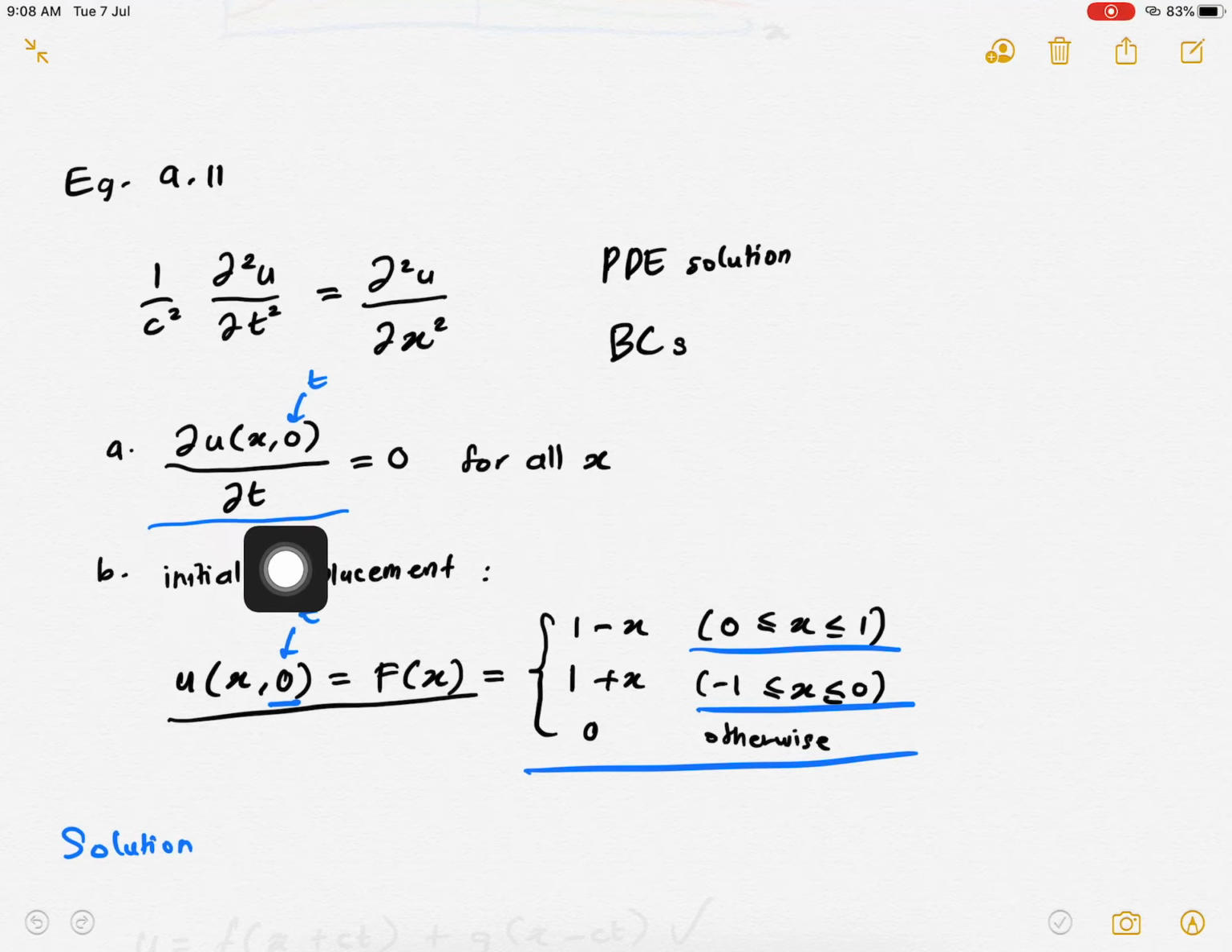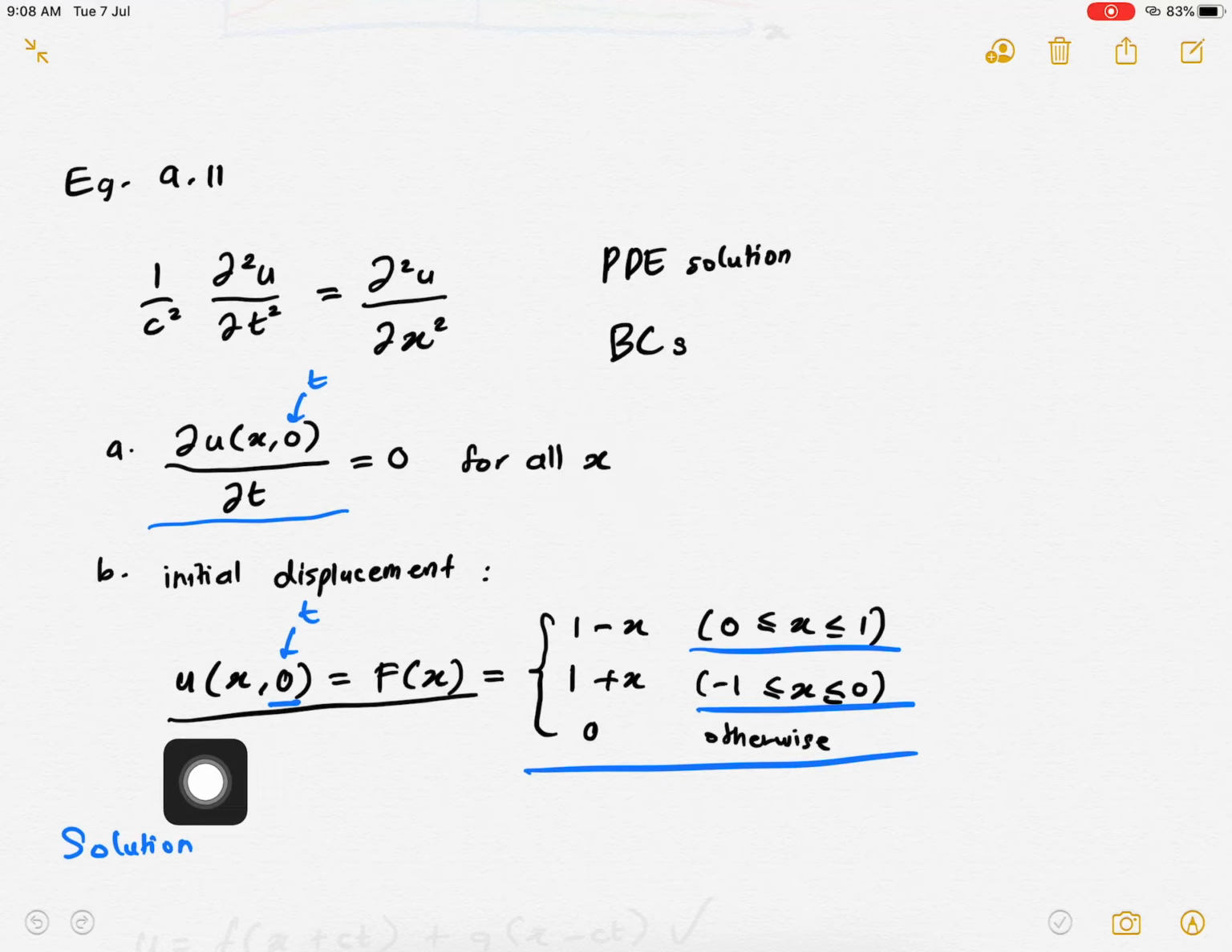The first one is when time is 0, the velocity is 0 for all x. For all locations or positions, the speed of the wave is 0 at time 0.